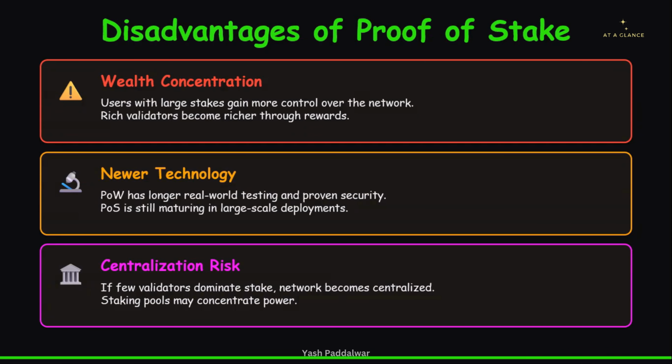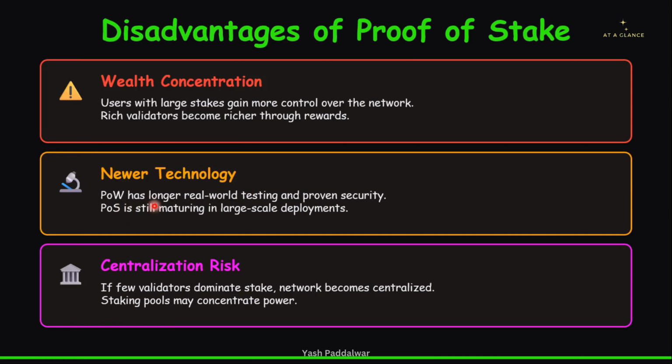Now, with advantages, disadvantages also come. So the disadvantages of proof of stake are as follows. First is wealth concentration. Users with a large stake gain more control over the network. Rich validators become richer through rewards. Yes, this is one of the drawbacks, that whichever validator has a higher number of stakes will always win. And since it will win, it will create a block and will get a reward. So the richer will become richer. The other ones will not get any chance to participate in the process.